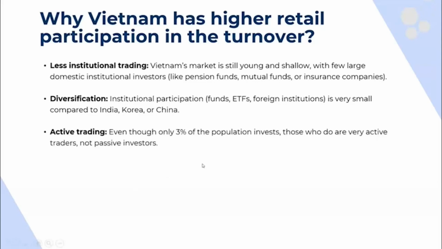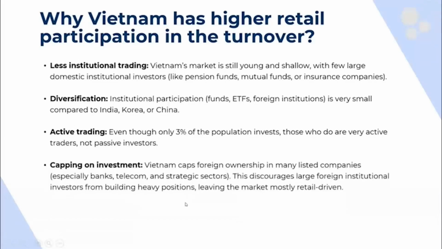And the very interesting part is active trading. Even though only 3% of the population invests in the market, they are very active traders, not passive traders. In Vietnam, the number of active traders out of these 3% is higher. And last is the cap on investment. Vietnam caps foreign ownership in many listed companies, especially banks, telecom and strategic sectors. This discourages large foreign institutional investors from building heavy positions, leaving the market mostly to retail traders.